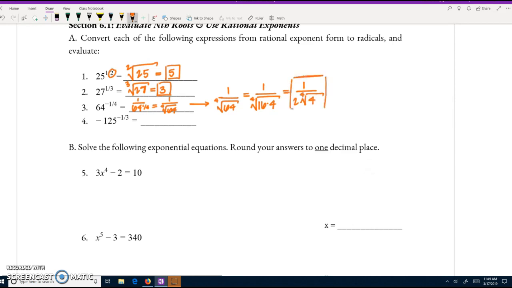So this is a little bit of a combination of 6.1 and 6.2 material, but we can put them together there. Last one that we have here is the negative 125 raised to the negative 1/3 power. So you can think of it as if you have parentheses around this guy right here. So I'm just going to move that down to the bottom part of a fraction and have 1 over 125 to the 1/3 power, which is going to be the same thing as 1 over the cubic root of 125, which is going to be a perfect cubic value, so that one's just going to be 1/5.